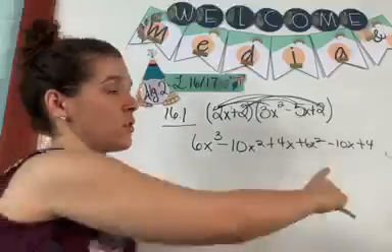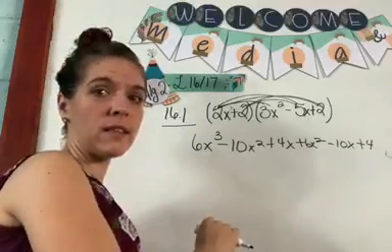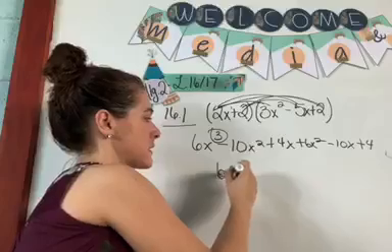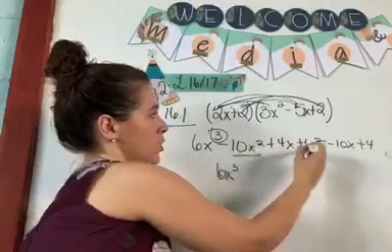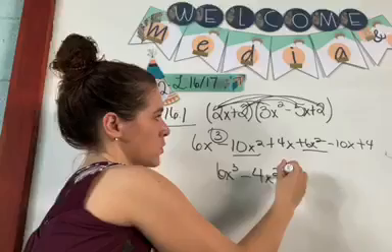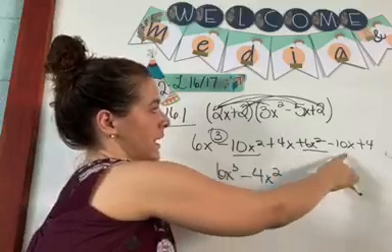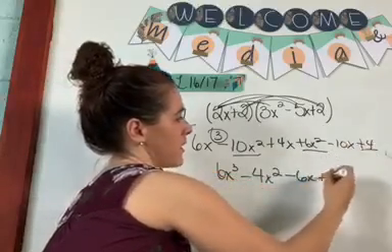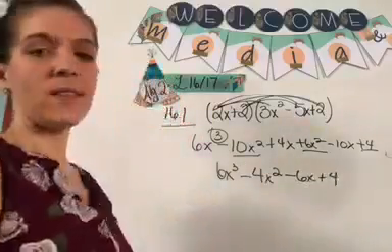Then you combine, right, everything that's alike and make sure you don't miss anything there. You have only 1x to the third, so it's 6x to the third. You have 2x squared, so you have negative 10 plus 6x is negative 4x squared. You have 4 and negative 10x, so you have negative 6x, and then you only have one whole number, that's plus 4. And there is your answer.